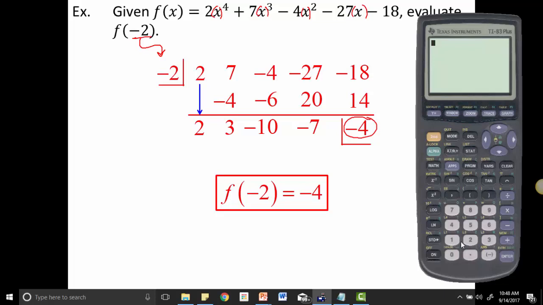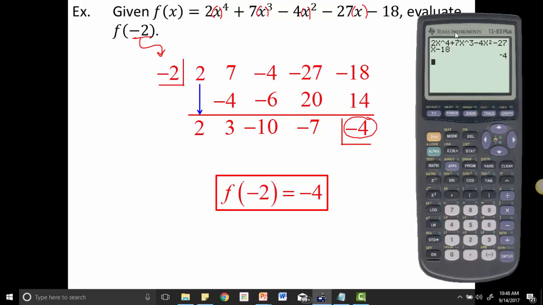So let's type in 2x to the fourth plus 7x cubed minus 4x squared minus 27x minus 18. And if the remainder theorem is true, then this answer should come out to be negative 4. Let's hit enter and find out. Booyah, negative 4.